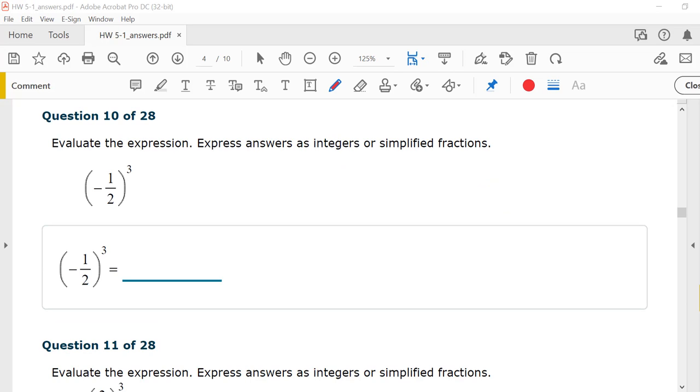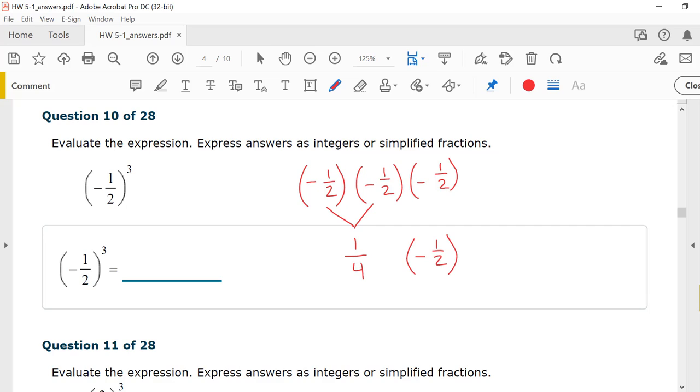Number 10, evaluate the expression. Express your answer as an integer or simplified fraction. Okay, negative 1/2 quantity to the third. So that's negative 1/2 times negative 1/2 times negative 1/2. Negative 1/2 times negative 1/2 is 1/4. Then I still have to multiply by negative 1/2. So I get negative 1/8.